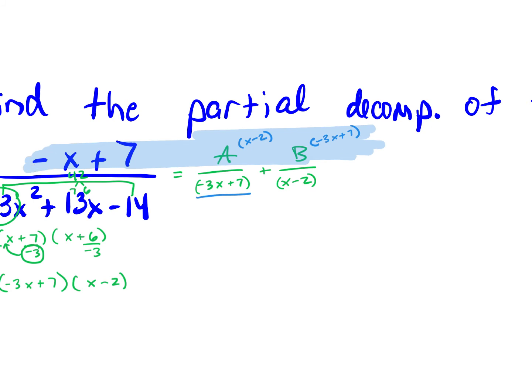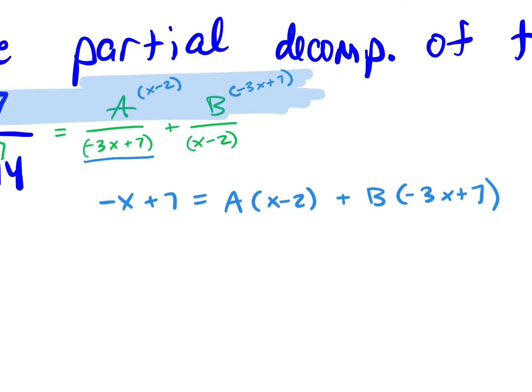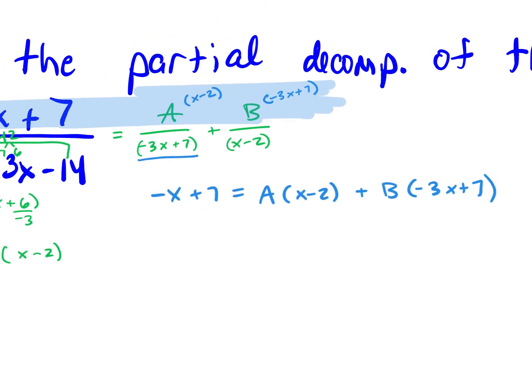Perfect. I set the numerators equal to each other. So negative x plus 7 is equal to a times x minus 2 plus b times negative 3x plus 7. Now we can plug in whatever we want for x to solve for a and b, but it's going to be easiest to plug in whatever makes this 0 and whatever makes this 0. So we set the numerator on the left side equal to the numerators on the right side.